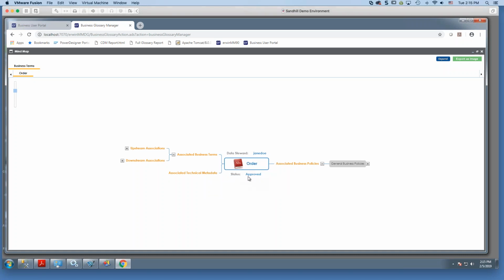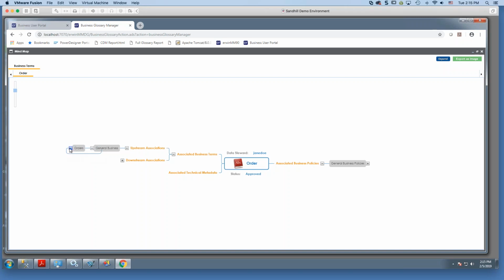It also tells me what status it is. Is it approved? Can I actually use order without any trepidation? And if you look to the left, I've got associated business terms, and I've got upstream associations and downstream associations, and I've also got associated business policies. So the idea here is that in a radial context, I could say that the associated business term upstream of an order is contained within the classification of general business.